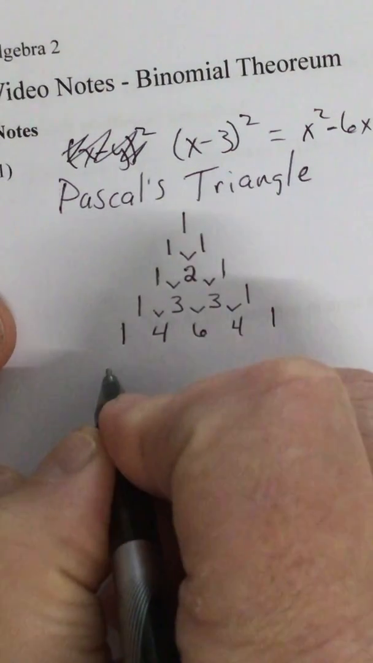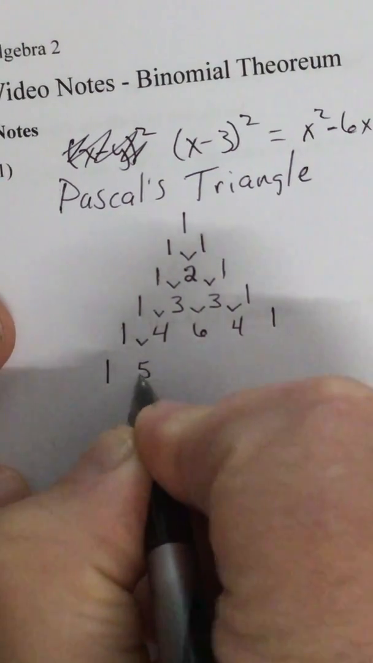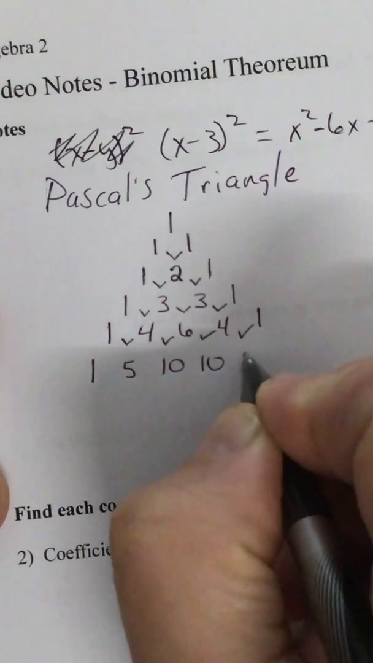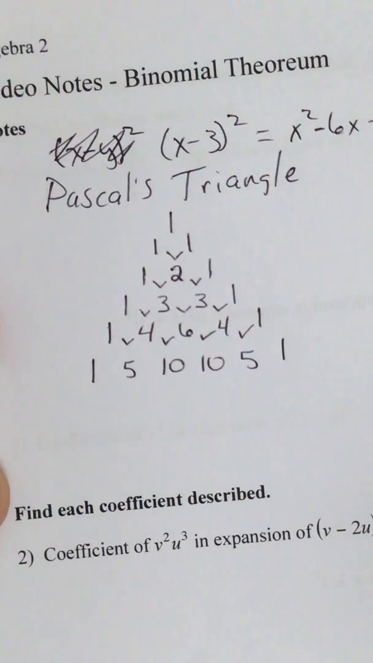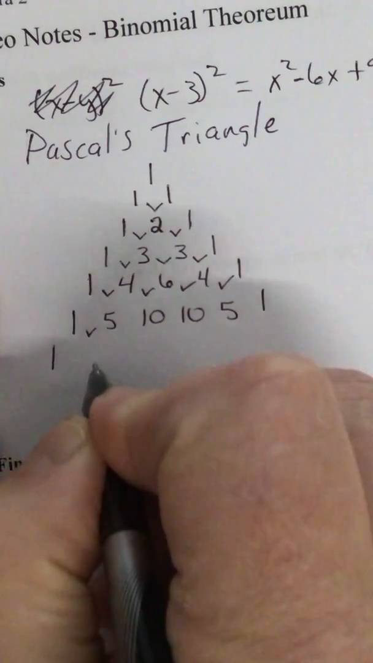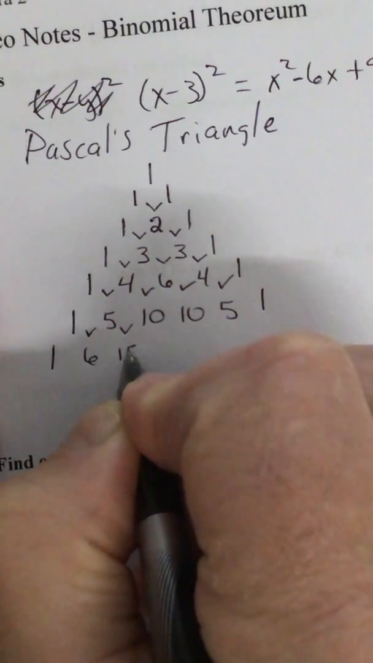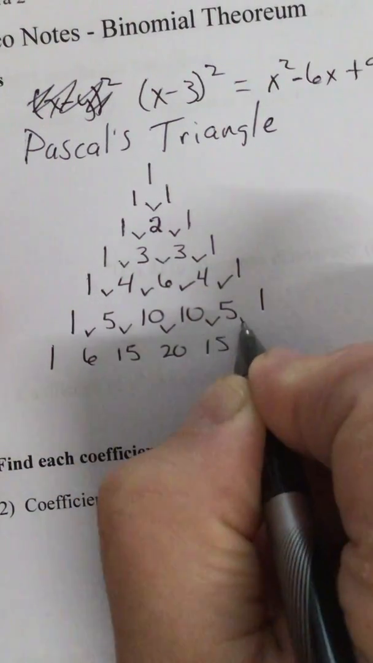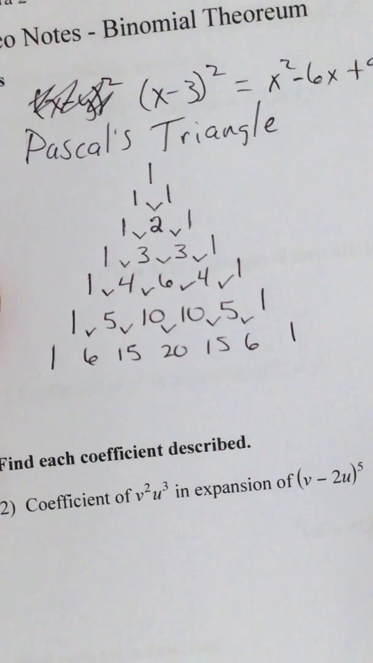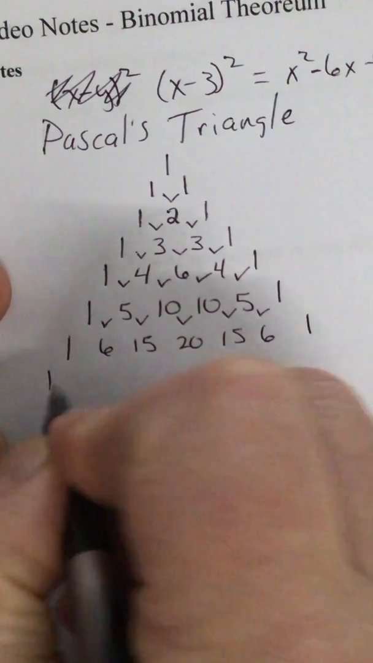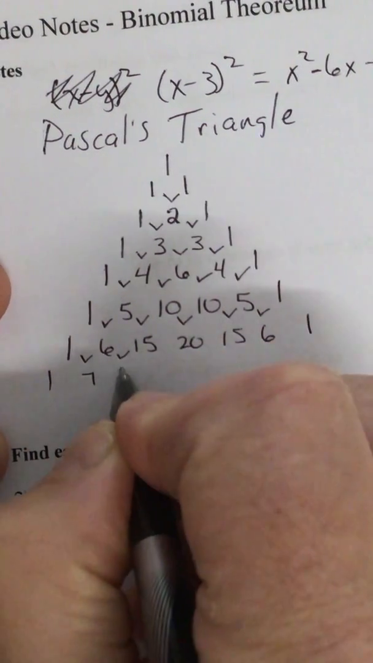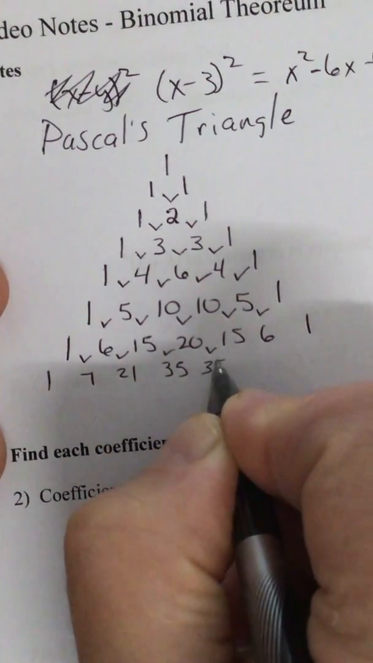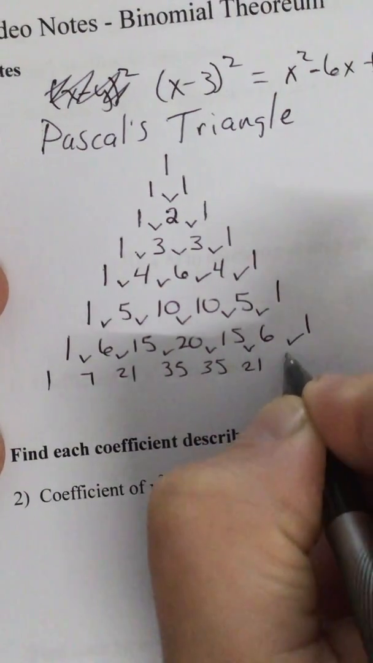Okay, let's build this a little ways. 1, those two make 5, 4 and 6 make 10, 4 and 6 make 10, 4 and 1 make 5 with an extra 1. 1 and 5 make 6, 5 and 10 is 15, 10 and 10 is 20, 15, that one's 15, 1 and 5 is 6 with a 1. Okay, a couple more rows. 1 and 6 is 7, that's 21, 35, another 35, a 21, a 7, and a 1.